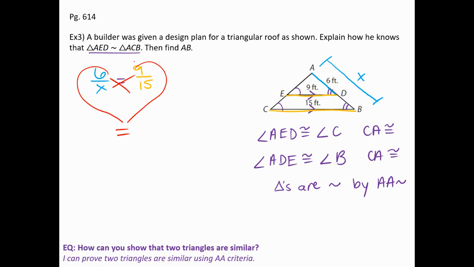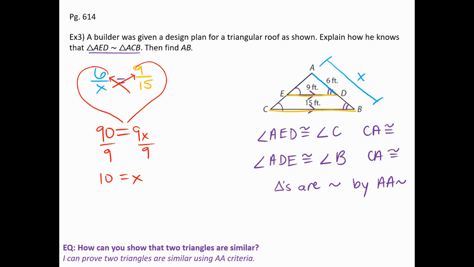All right, so cross multiply, I'm going to start with the x, the first denominator, multiply it by 9 and bring it down. I get 9x. Then I'm going to do the 6 times 15, and I get 90. Then divide both sides by 9, and I get x equals 10. And again, if you want to be more specific and go back and say AB equals 10, that's fine.